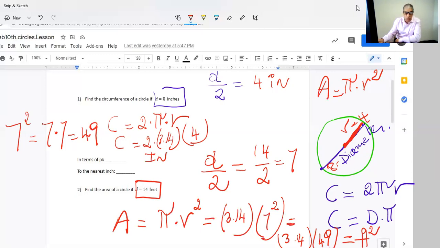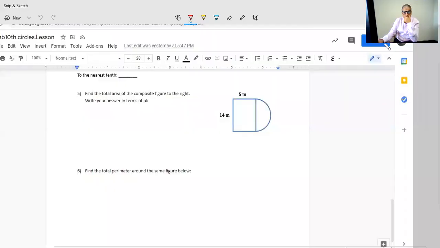Let's do what else is in here. Give me 1 second to scroll up. Okay, so let's look at number 5 here. They're asking us to find the area of the composite figure to the right. Write your answer in terms of pi, okay?